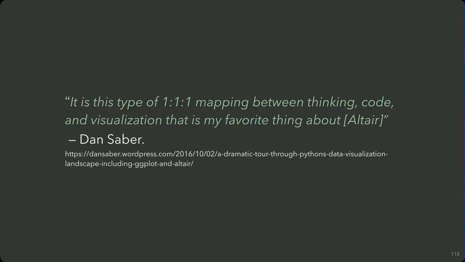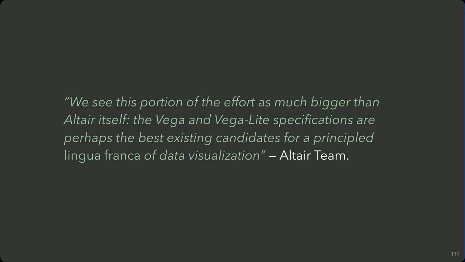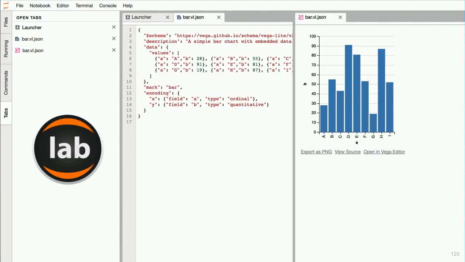In a recent article by Dan Saber, which compared different Python data visualization libraries, Dan concludes that it's the one-to-one-to-one mapping between thinking, code, and visualization that's his favorite thing about Altair, and of course, the underlying Vega-Lite language design. And the Altair team themselves are also very excited about our design and mentioned that they see Vega and Vega-Lite as perhaps the best existing candidates for principal lingua franca of data visualization. And just a few weeks ago, we were excited that JupyterLab, which is the next generation of the popular Jupyter Notebook, would ship Vega and Vega-Lite by default.